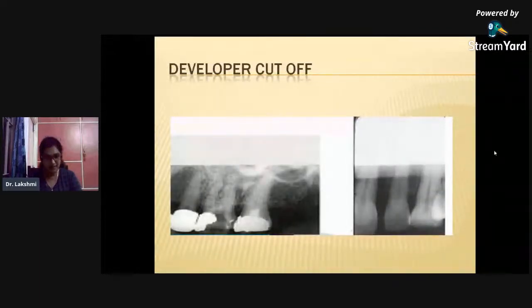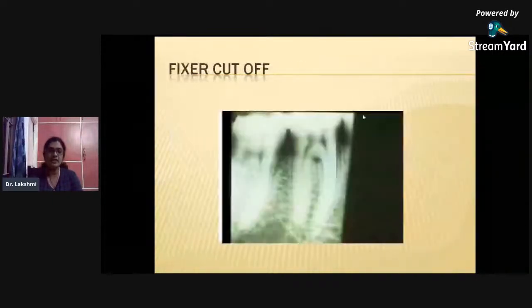Whenever we are dipping a film, we are opening the packet and dipping the film in the radiographic developer. If you have not fully dipped it, this top part, can you see over here? It is cut off. It won't develop. Only the part which is down in the developer will develop. So this is a developer cutoff. Opposite to that will be a fixer cutoff.